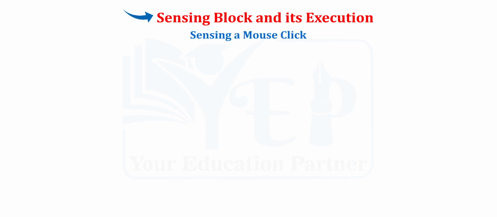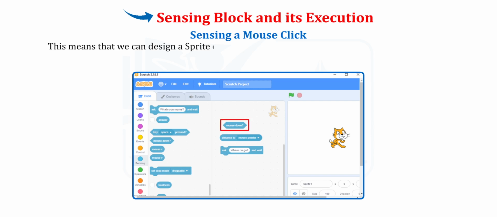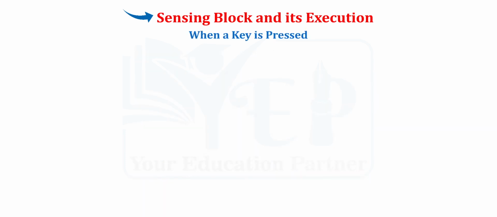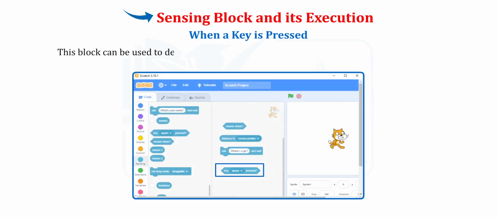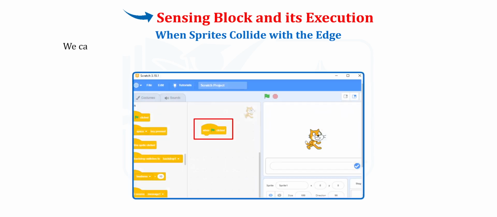Sensing a mouse click. The sensing block will respond when we click the mouse button. This means that we can design a sprite or part of our program in a way that it would respond to our actions. This is another example of event-driven programming. The script will execute when the mouse button is clicked. When a key is pressed, this block can be used to detect when the user presses a specific key on the keyboard.